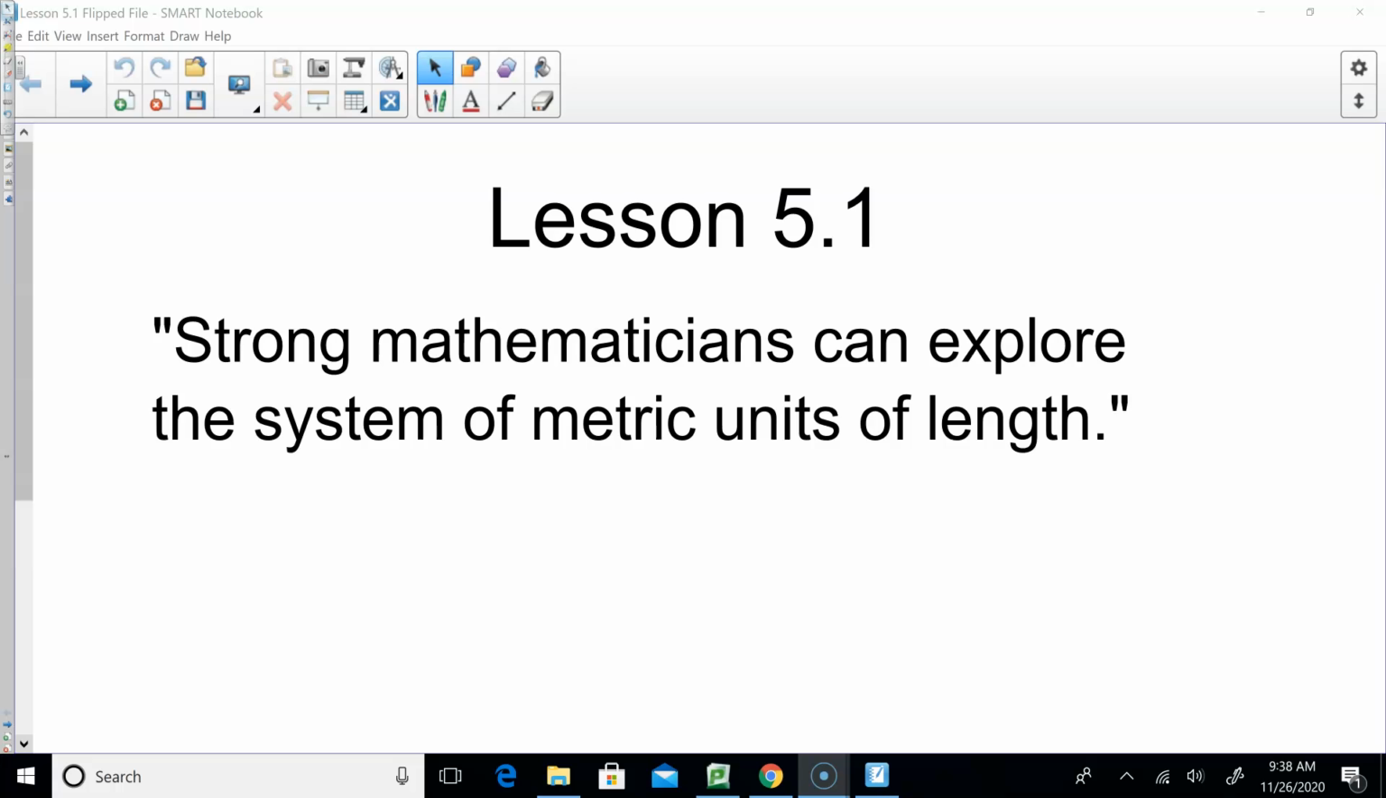Welcome class to lesson 5-1. Today, strong mathematicians can explore the system of metric units of length. So you can get out your notebook, your pencil, write down today's date, the name of the lesson, and let's get started.